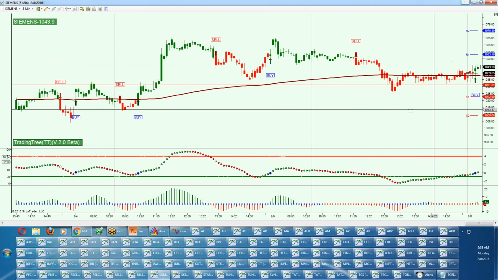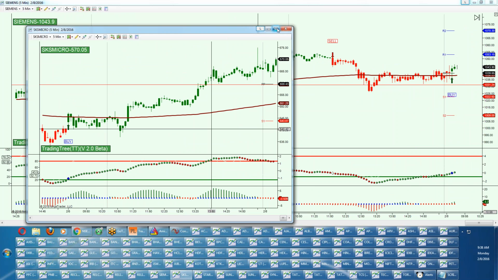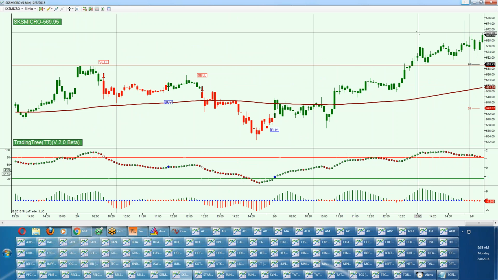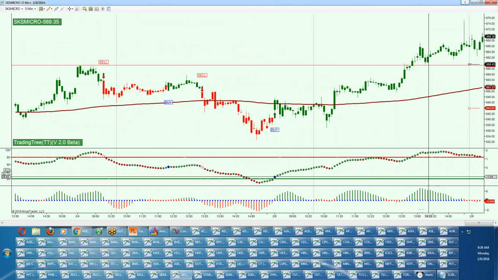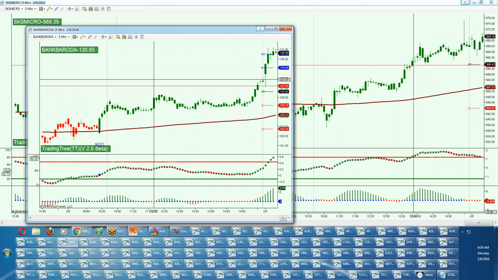So Siemens, we have already seen that buy call. SKS, yes, you can buy it at 571. So in Bank of Baroda, the PSU banks are doing good.